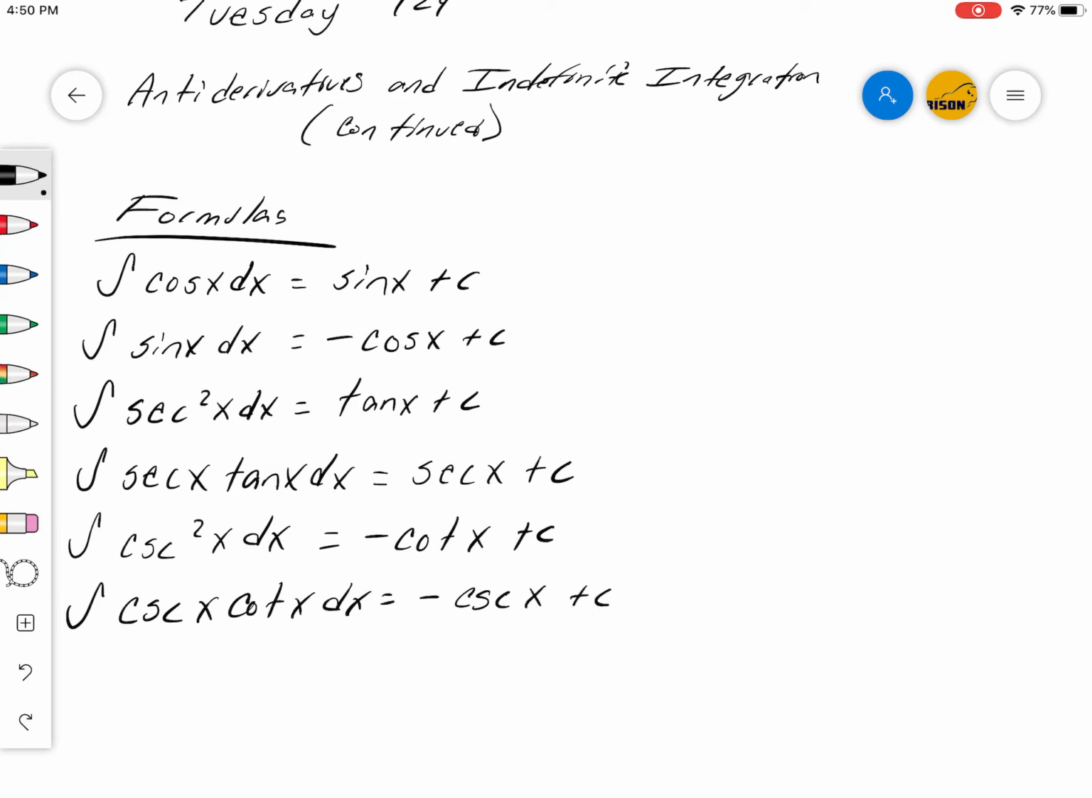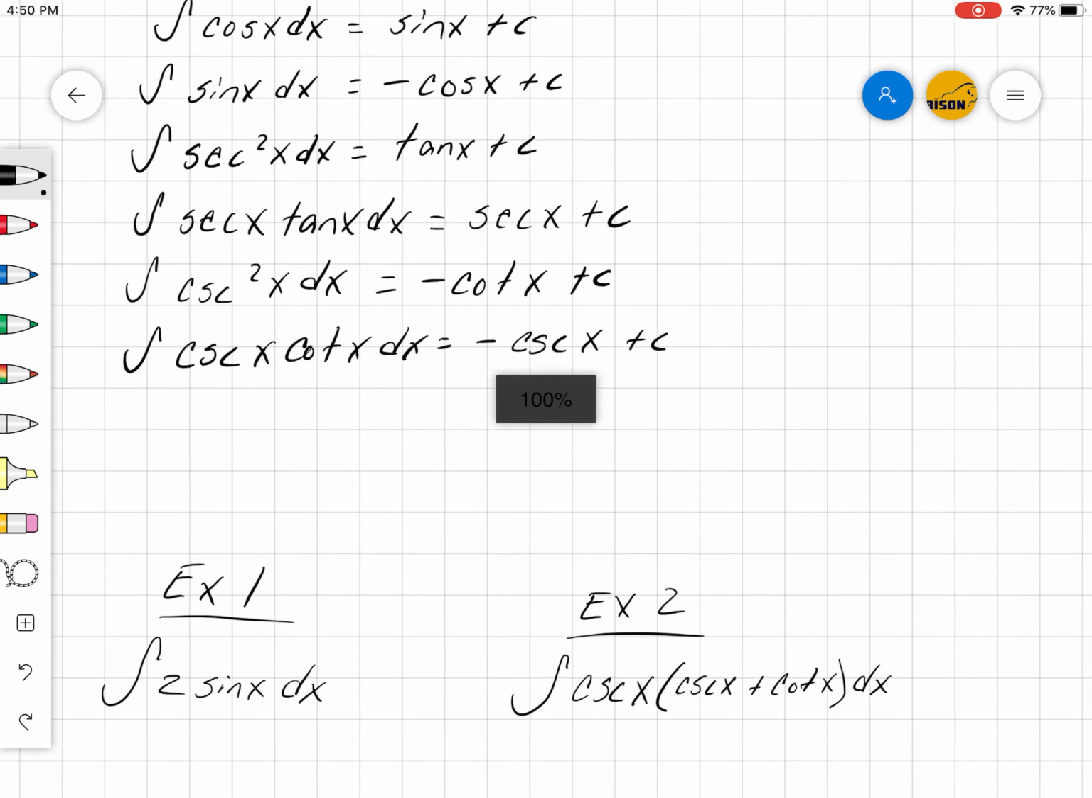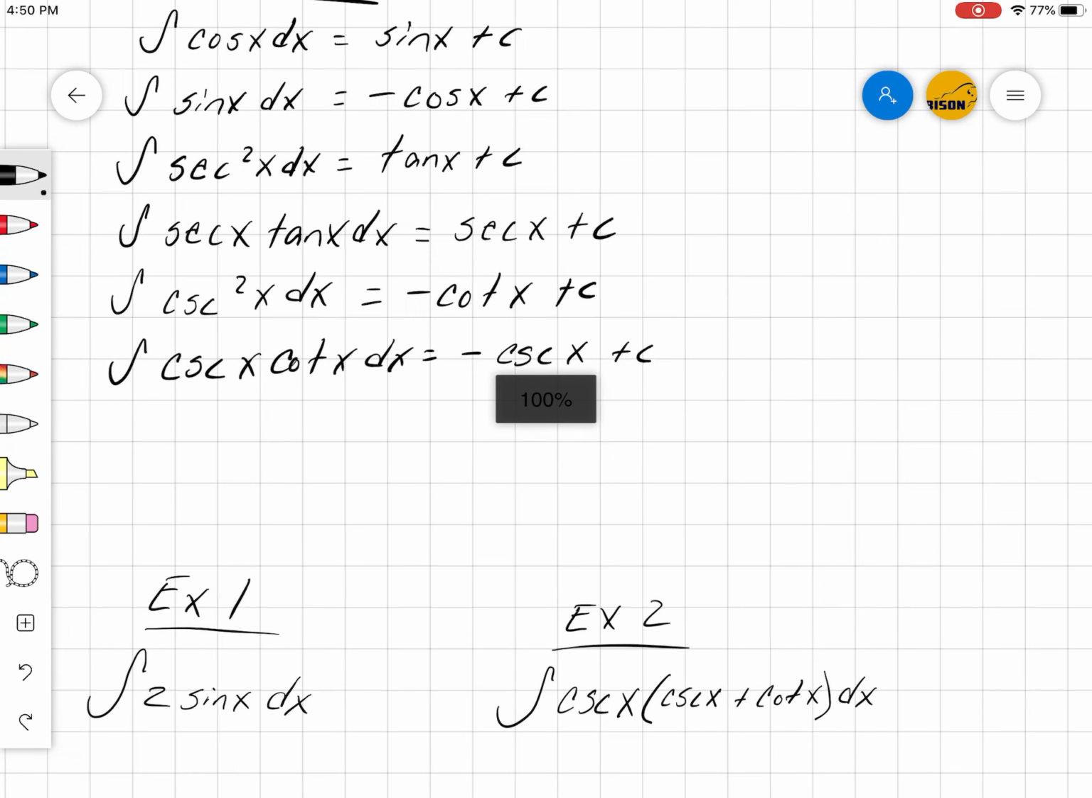Again, the integral of cosine x is sine x plus c. The integral of sine x is negative cosine x plus c. The integral of secant squared x is tangent x plus c. The integral of secant x tangent x is regular secant x. The integral of cosecant squared x is going to be negative cotangent x plus c. And lastly, the integral of cosecant cotangent dx is negative cosecant x plus c. So those are our six formulas. This is very similar to deriving. We just use those six formulas in a couple examples, and that's basically how this is going to roll.